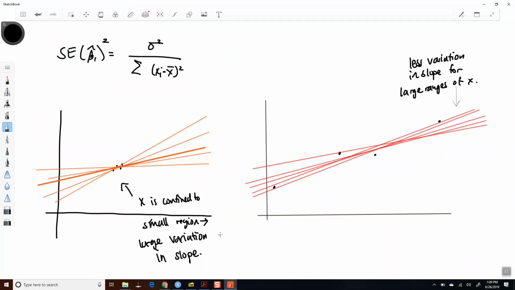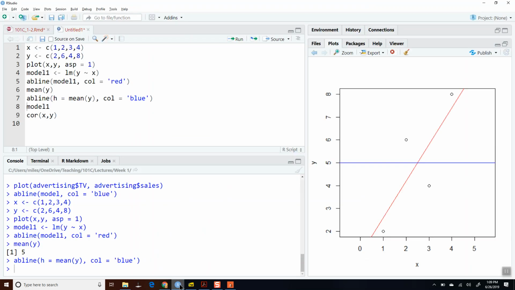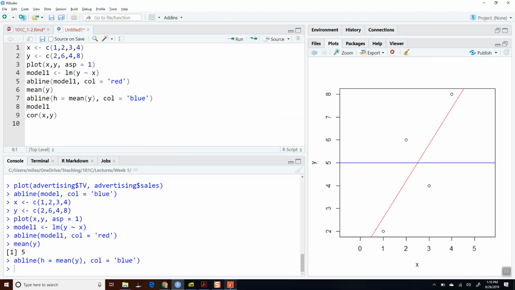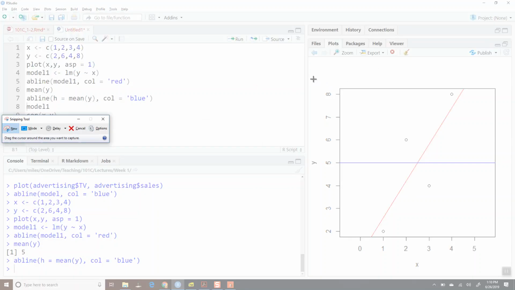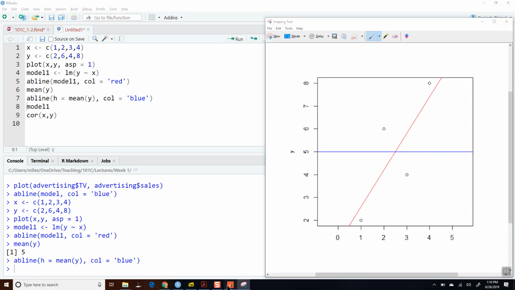Copy this plot. Come up here. Does this work? Okay, export, copy to clipboard, copy plot. I want to paste this right here. Huh, okay, it's not working. All right, let me try again. Snipping tool. And then we just copy this like this. There we go.